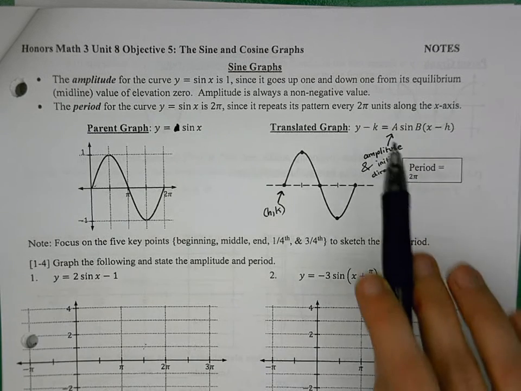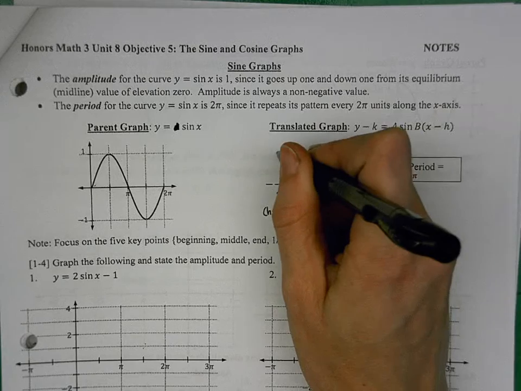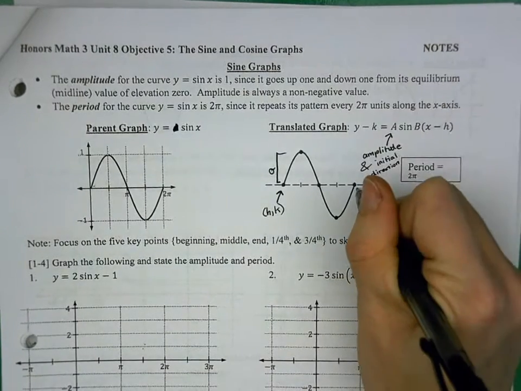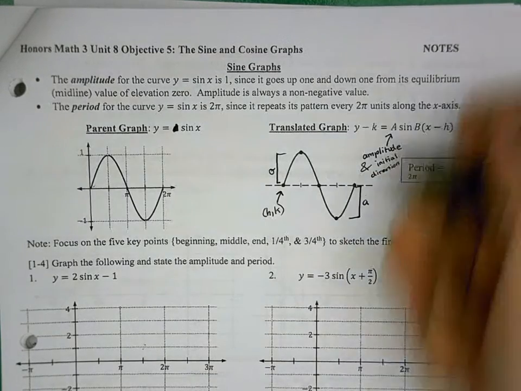But the value itself of the number, we'll call it the absolute value of that coefficient, will give you the amplitude, how far up or down you go from this midline. And so this distance here is going to be your A. Same thing here. This distance is going to be your A. So the total height of your function will be 2a.